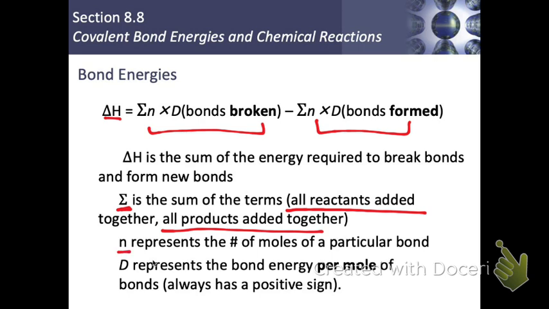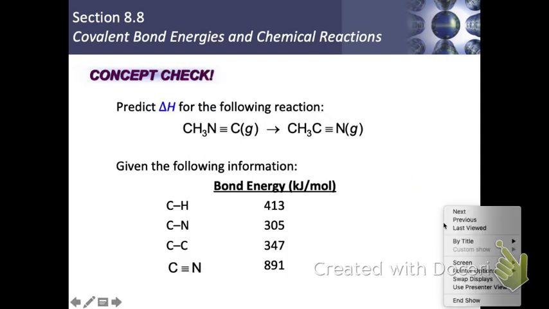n always represents the number of moles, so we're looking at mole ratio here. We check our coefficients, because the values we use to calculate these energies are always given per mole. If our mole ratio is different, we have to change the number that goes with it. Then D represents the bond energy per mole. It gives us the energy of a particular type of bond. We see how many moles of that bond we have, add up all of the reactants, and subtract out all of the products, and that gives us our delta H. So, fancy formula, not fancy work. Okay, let's try one.